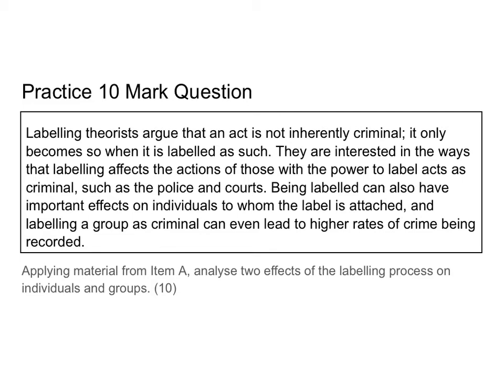Labelling theorists argue that an act is not inherently criminal, it only becomes so when it is labelled as such. They are interested in the ways that labelling affects the actions of those with the power to label acts as criminal, such as the police and courts. Being labelled can also have important effects on individuals to whom the label is attached, and labelling a group as criminal can even lead to higher rates of crime being recorded.